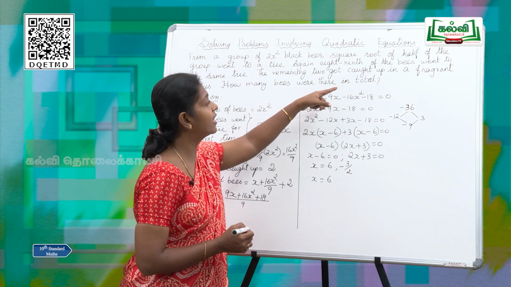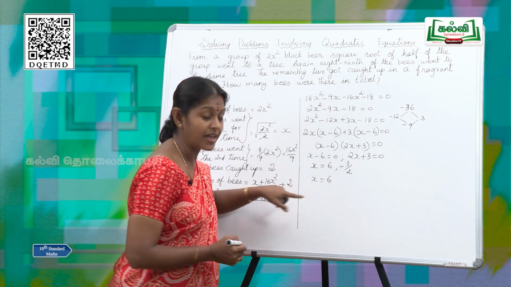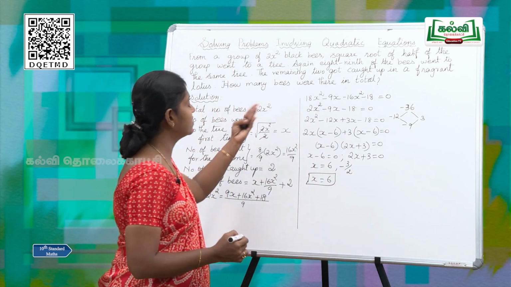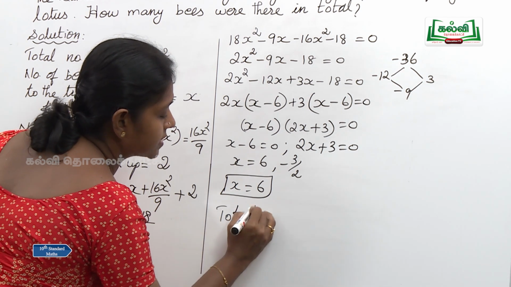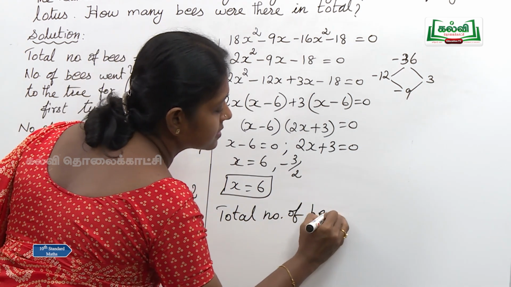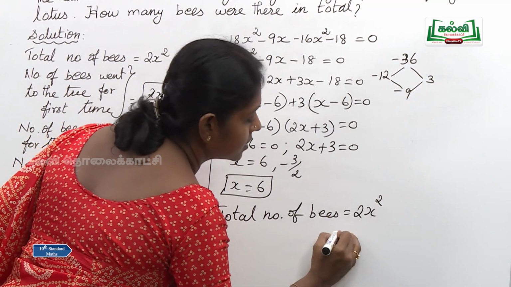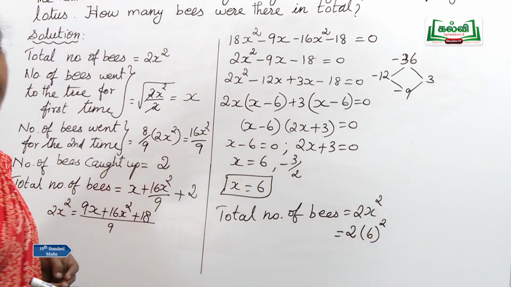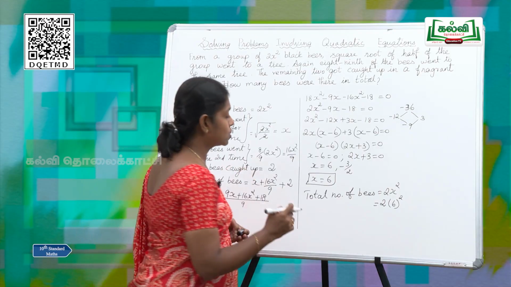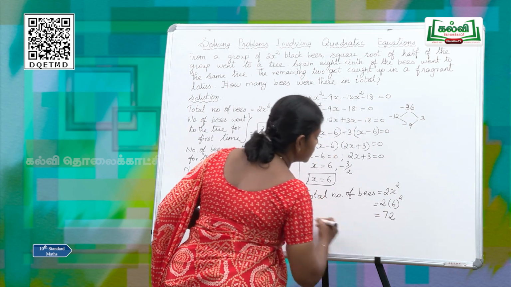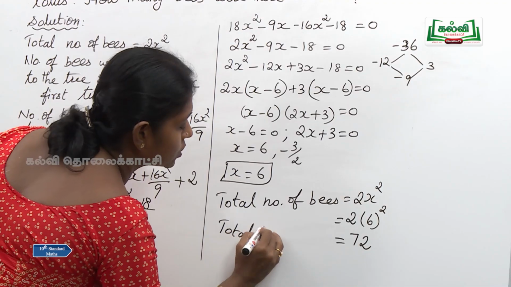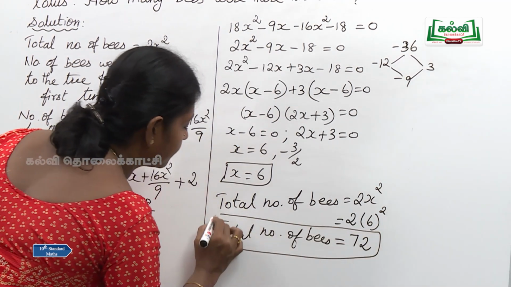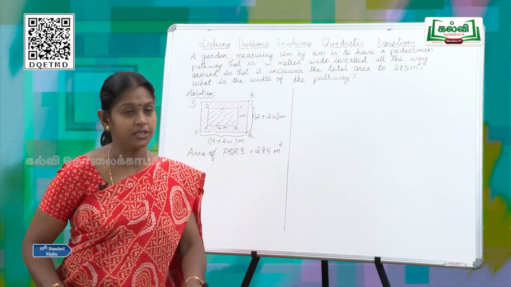How many bees were there in total? So, we found the x value. By using this value, we have to find the total number of bees. We know the total number of bees is 2x squared. So, you will get 2 into 6 squared, and 6 squared is 36. 36 into 2 is 72. So, the total number of bees equals 72. I think you all have understood very well. Yes? Now, the next question.